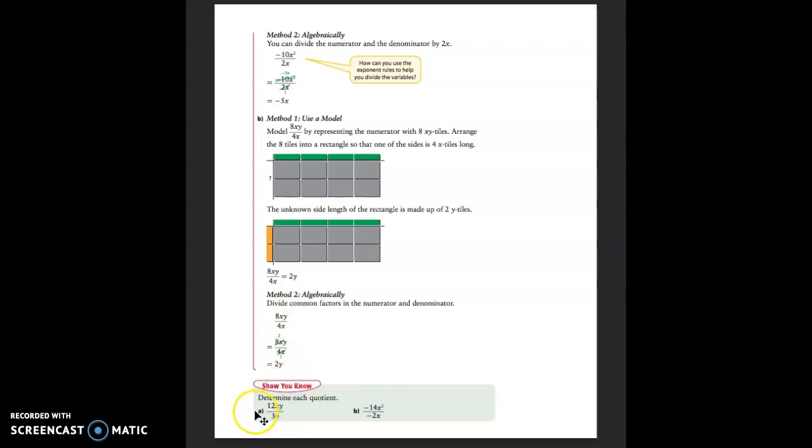On the bottom right here, it says 12xy divided by 3y. So again, please pause your video right now, and I would like you to try it on your own in your notebook.